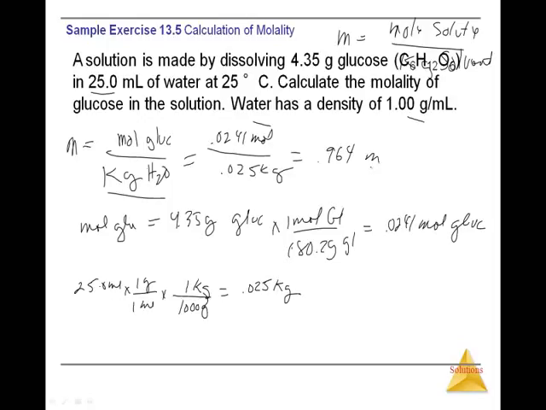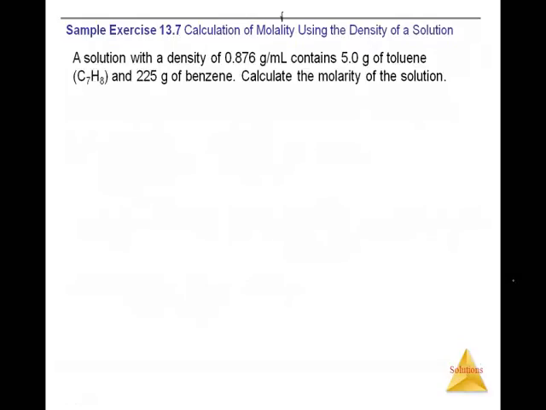Molal. Small m, not big M. Big M is for molarity. Now we're going to calculate molarity using the density of the solution. Here we have a solution that has a density of 0.876 grams per milliliter, and it has 5 grams of heptane and 225 grams of benzene, and we want to calculate the molarity. So that's big M, and that's moles of solute over liters of solution.